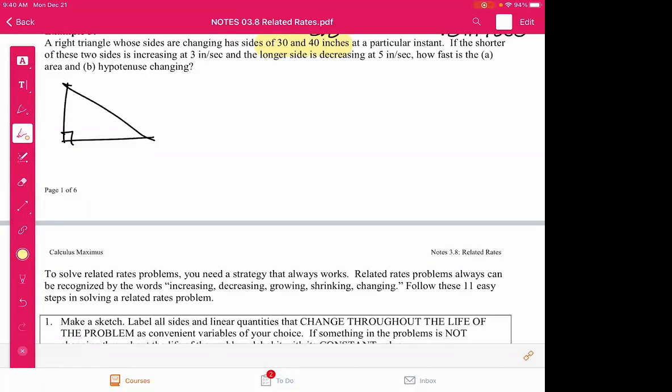Not the hypotenuse. Otherwise, they would have said hypotenuse. So you can picture one of the legs is 30 and the other one is 40. If the shorter of these two sides is increasing at 3 inches per second and the longer side is decreasing at 5 inches per second, how fast is the area changing and how fast is the hypotenuse changing?